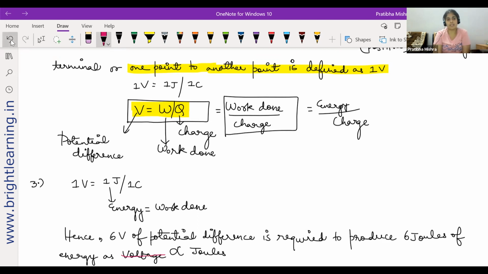Oh, sorry, 1 second. So we are done with this question. Any questions? Please tell me before we leave. And be very careful with the formulas. It's W by Q, not W into Q. Be very, very careful.